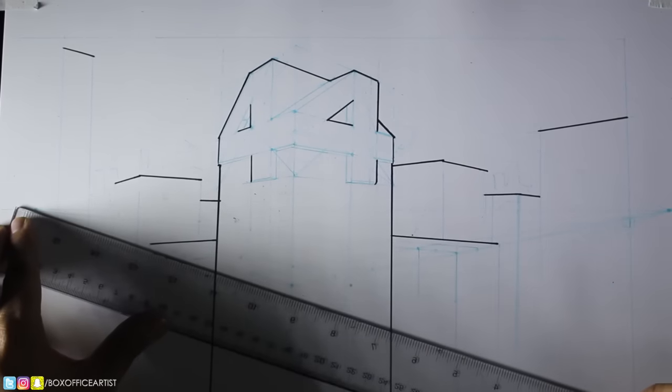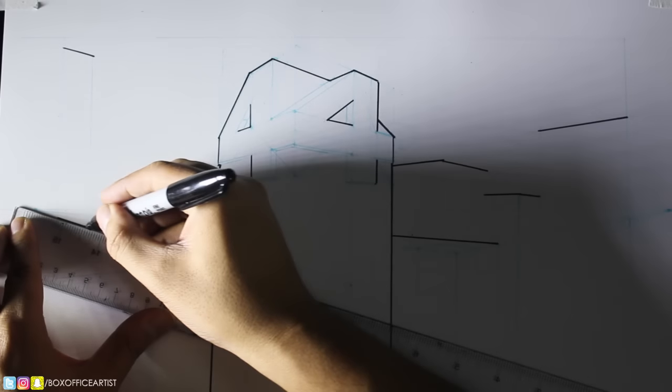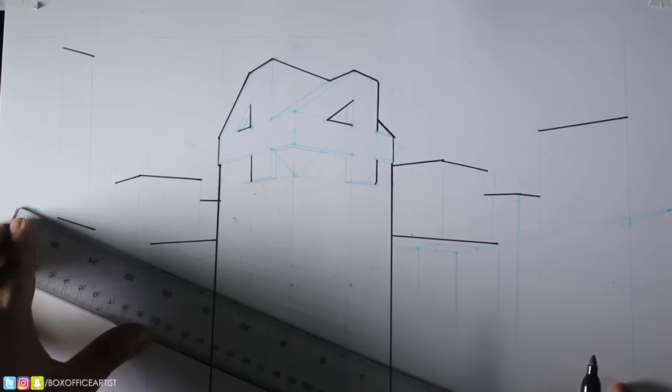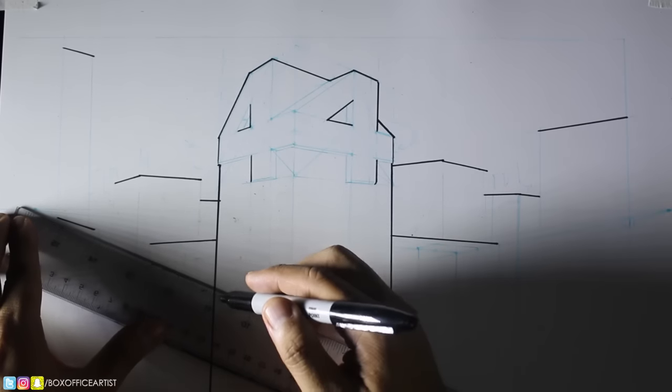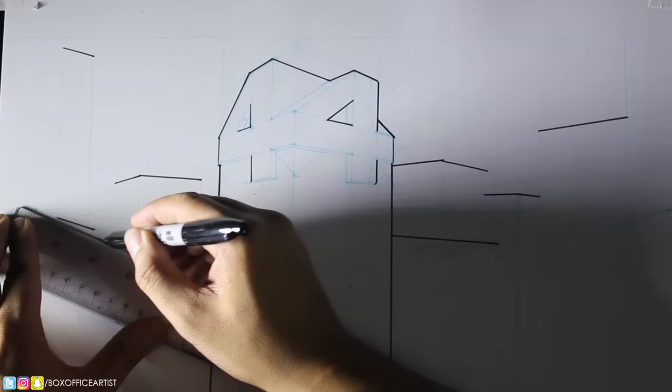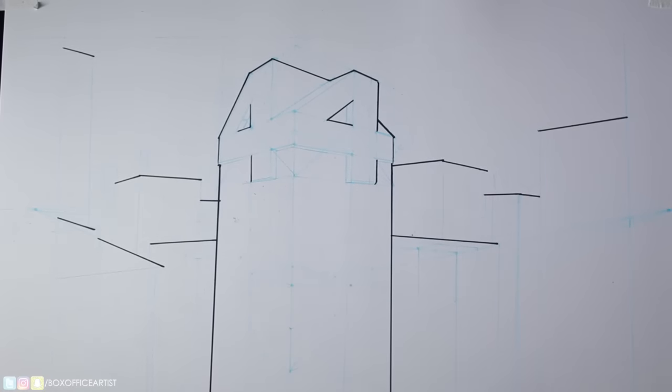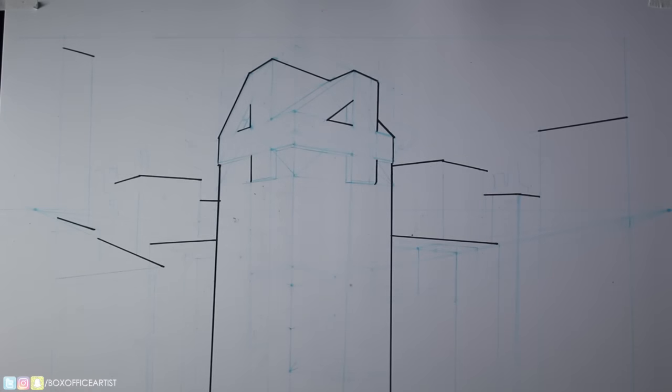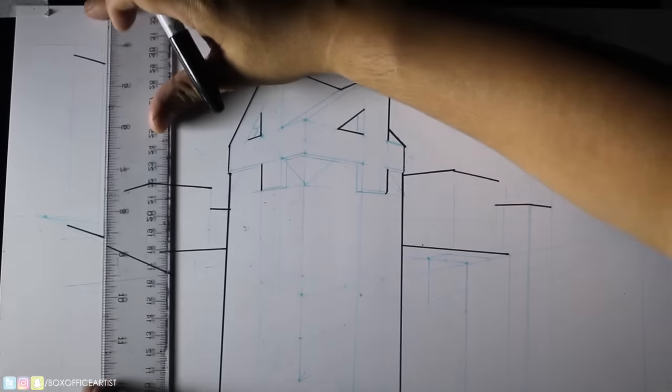Okay, so I'm gonna draw another line that was like this, and a line that goes like that. Okay, so those are all the tops. Now let's do the sides here. Again, these are all verticals.